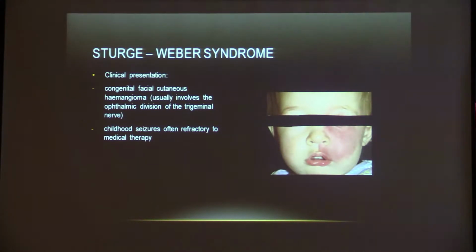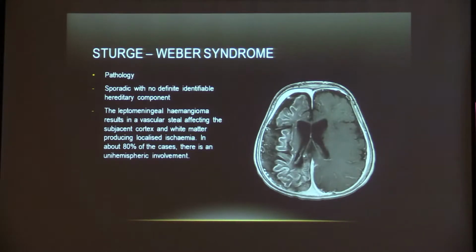and it often demonstrates childhood seizures that are often refractory to medical therapy. It's a sporadic disease with no definite identifiable hereditary component, and the leptomeningeal hemangioma results in a vascular steal affecting the subadjacent cortex and white matter, producing a localized ischemia. In about 80% of the cases, there is a unihemispheric involvement, like on this axial T1 sequence with gadolinium.